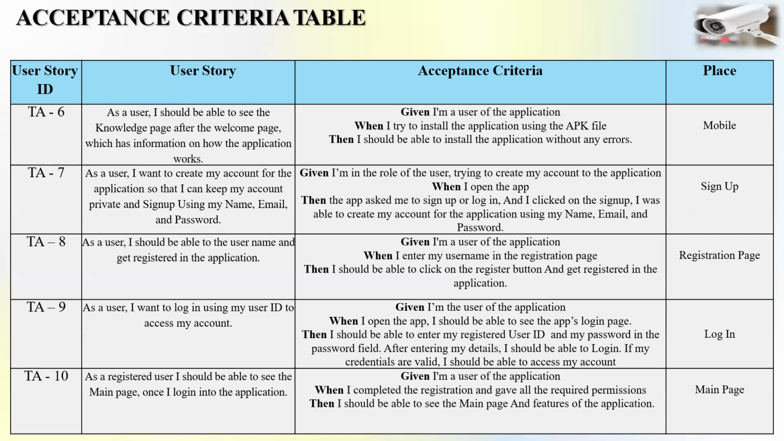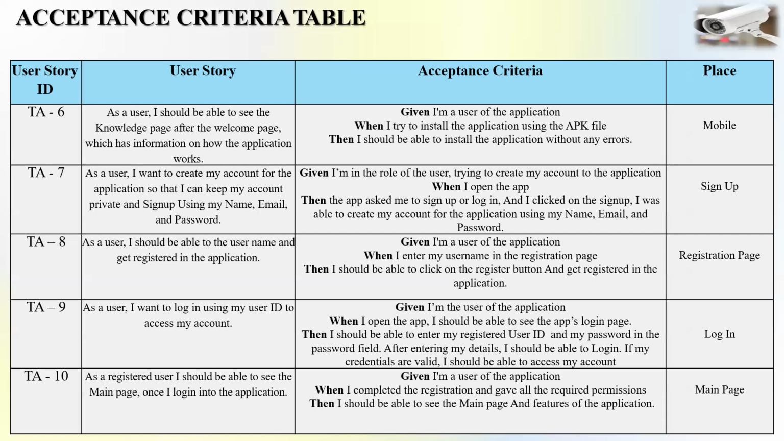This query was to be taken place on mobile. So for this query to proceed, the acceptance criteria is that the user should be having the application. He should be using the application already, which is given. And when he tries to install the application using the APK file, then he should be able to install the application without any errors.